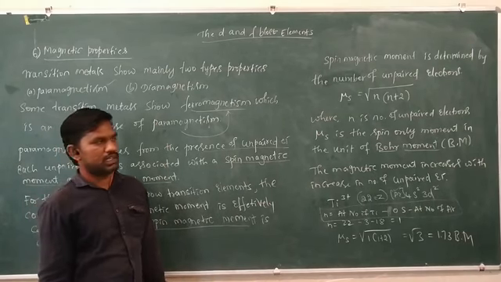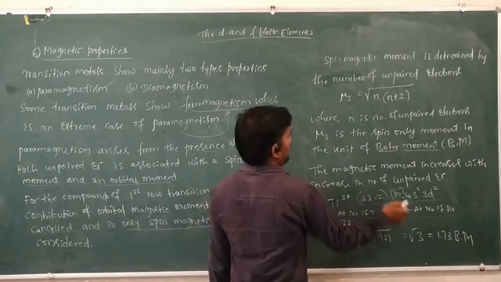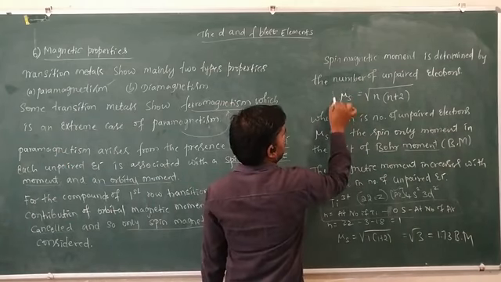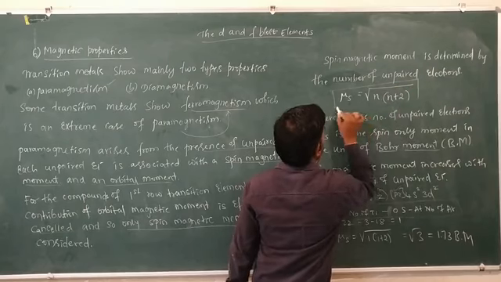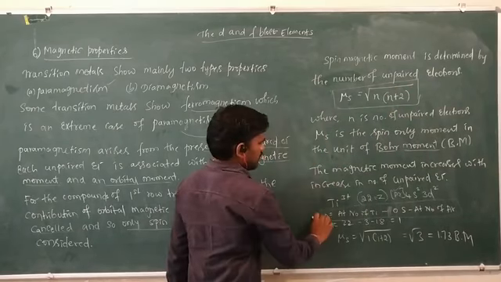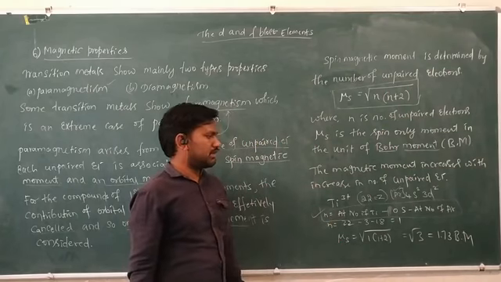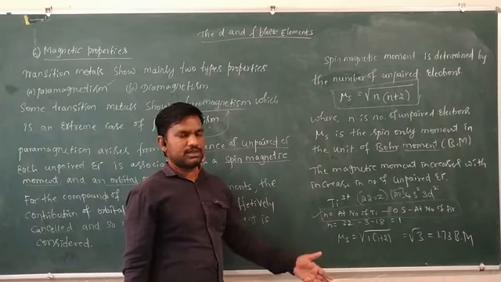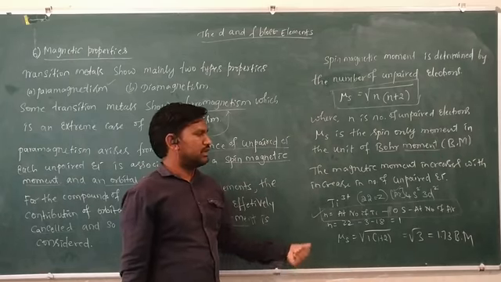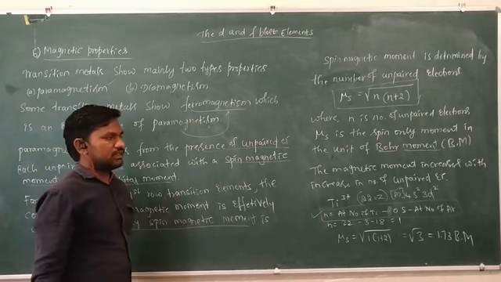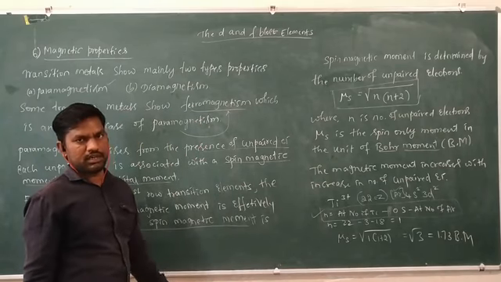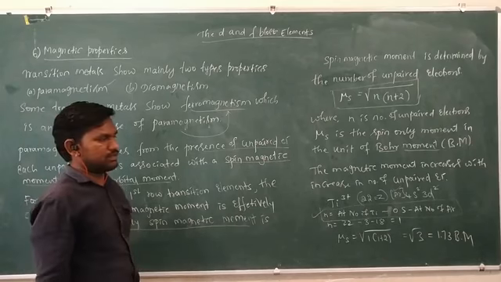Like that, you have to calculate the spin magnetic moment by using this formula. First of all, you have to calculate the number of unpaired electrons by using this formula: n is equal to atomic number of the given element minus oxidation state of the given element minus atomic number of the nearest noble gas.